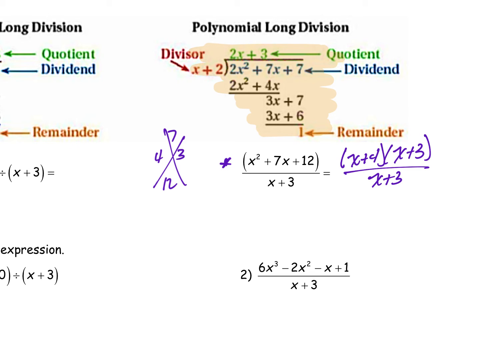And then I have an x plus 3 on the bottom and I have an x plus 3 on the top. If I have an x plus 3 divided by x plus 3, what does that make? A 1, right? So that can go like this. And so my answer is just x plus 4.